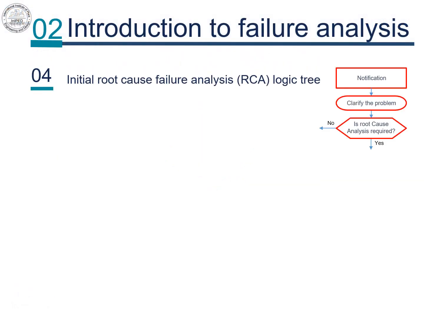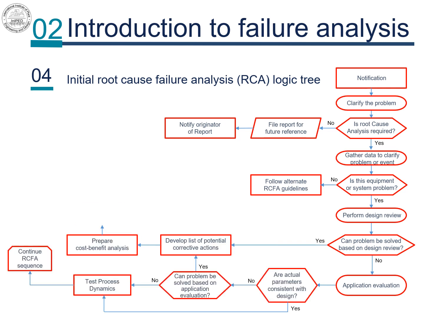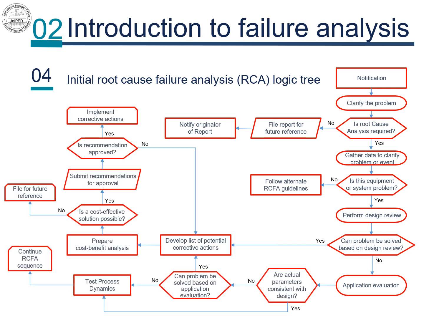Now that the event has been clarified, root cause analysis logic tree follows as shown. If the root cause analysis is not required, the report is filed and the originator notified. However, if the root cause analysis is required, data should be gathered to clarify the problem, or the event. And if this is an equipment or system problem, continue with following the root cause failure analysis guidelines. If not, the design is first to be checked through performing a design review.